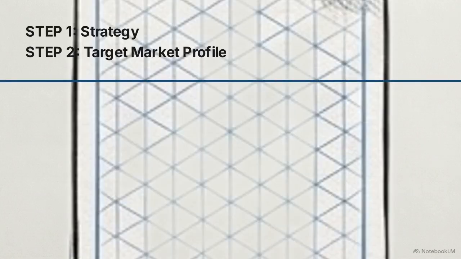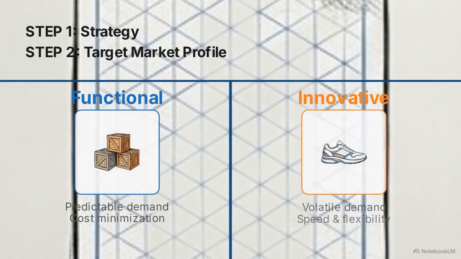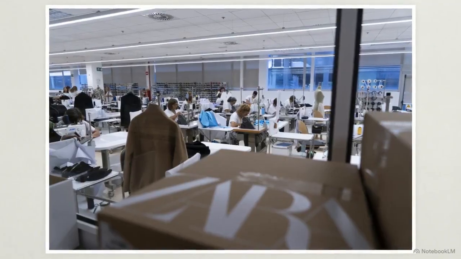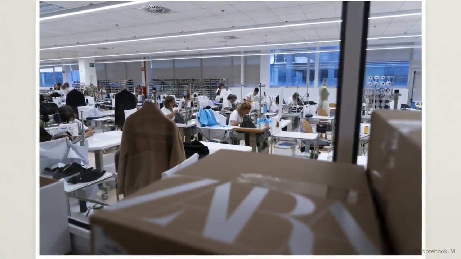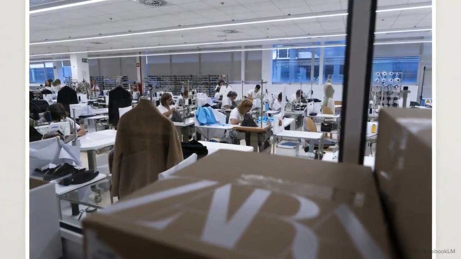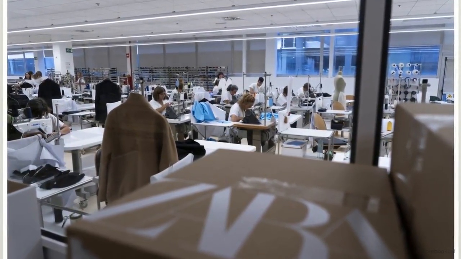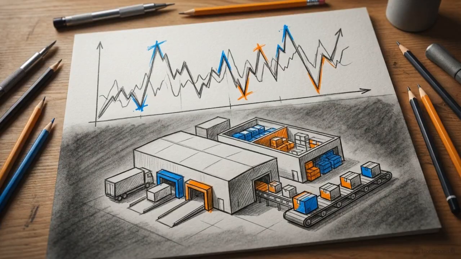Step 2. Right below your strategy, classify your product's demand type as either functional or innovative. Functional products are stable commodities, like flat-packed furniture. Demand is predictable, life cycles are long, and price competition is high. Innovative products, like fast fashion or electronics, have volatile demand and short life cycles. Here, customers will pay a premium for immediate availability. The demand volatility of your product dictates the physical architecture required to deliver it profitably.